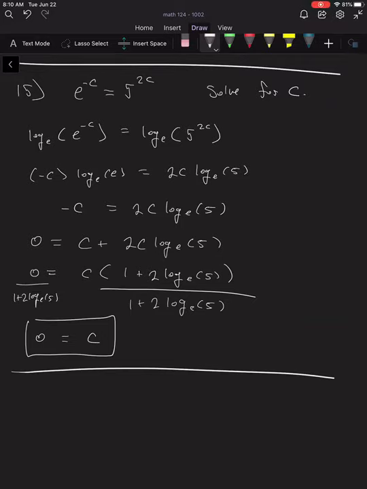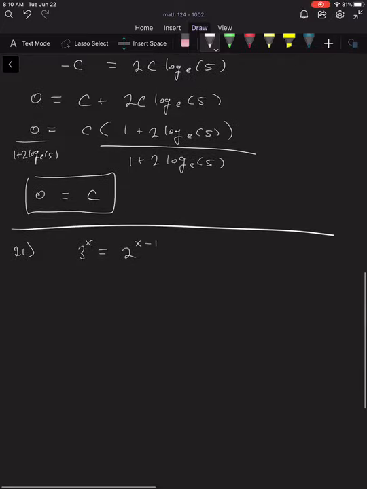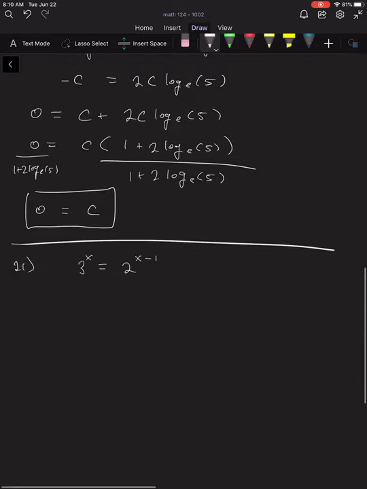Let's do 21. So this is 3 to the x is equal to 2 to the x minus 1. Here, again, we have two exponents, so we can just choose whatever base. Let's use the right-hand side, log base 2. So let's take the log base 2 of the left-hand side, and let's take log base 2 of the right-hand side.